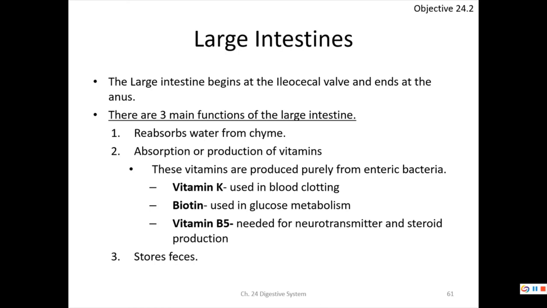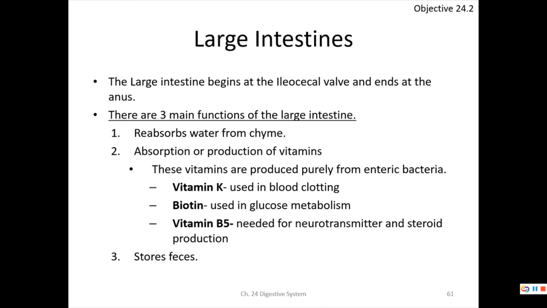Biotin is used in glucose metabolism. Biotin is used to produce, if you guys have had microbiology, then you probably heard of nicotinamide adenine dinucleotide and flavin adenine dinucleotide. If you haven't, then my gosh, I feel sorry for you. You would have definitely heard about it from me. Vitamin B5 is used to make neurotransmitters and steroids. Okay.